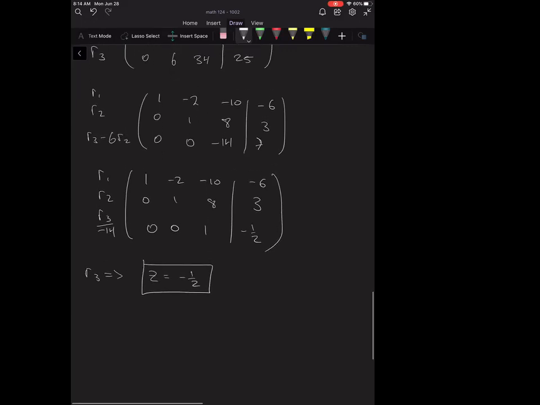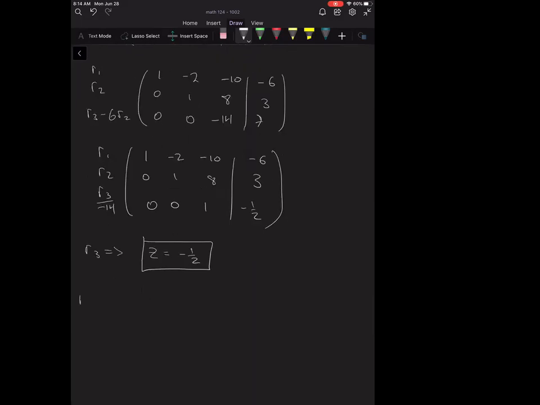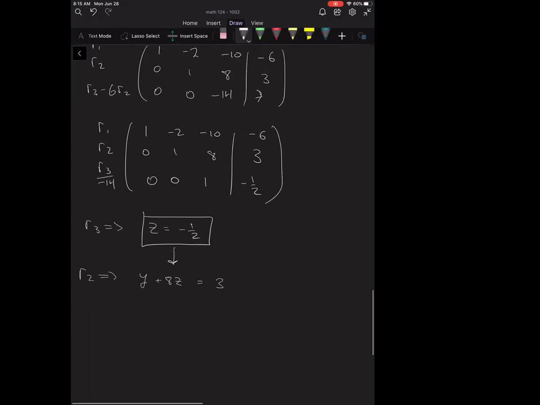Now let's look at that second row. What the second row tells us is that y plus 8z is equal to 3. So what we can do is plug this z into here. What we get is y plus 8 times minus 1/2 is equal to 3, which is y minus 4 is equal to 3, which is y is equal to 7.